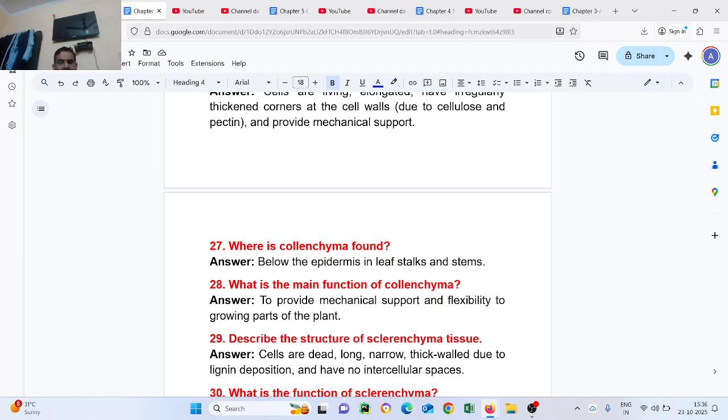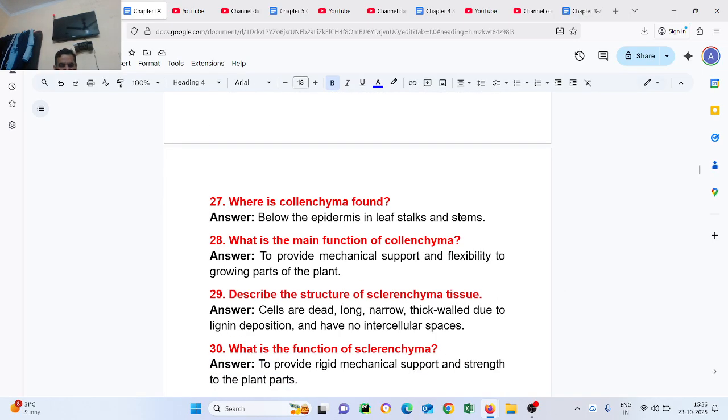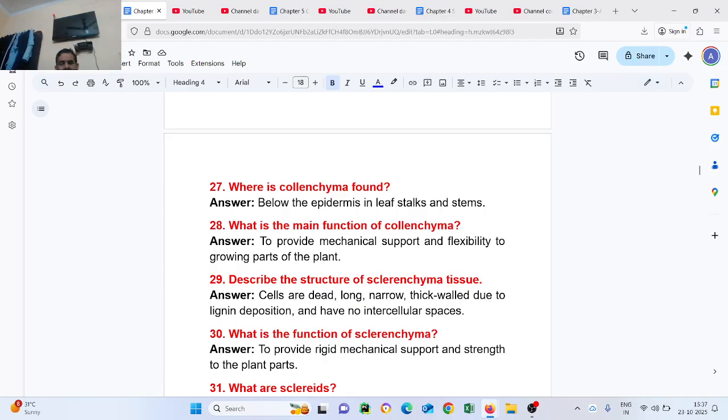Question number 29. Describe the structure of sclerenchyma tissue. Answer: the cells are dead, long, narrow, thick-walled due to lignin deposition, and have no intercellular space. Question number 30. What is the function of sclerenchyma? Answer: to provide rigid mechanical support and strength to the plant part.